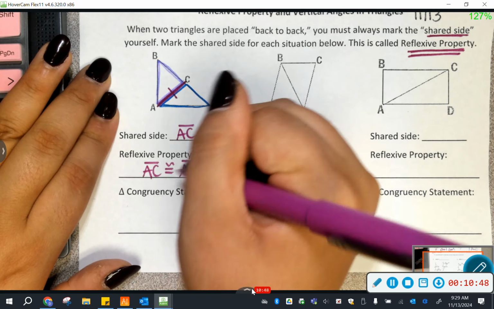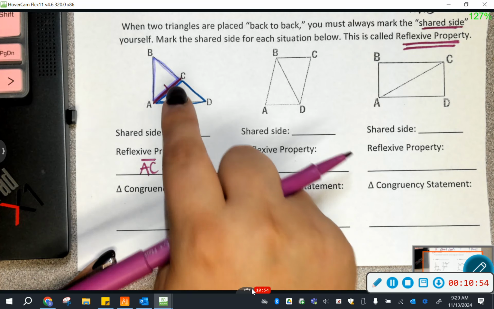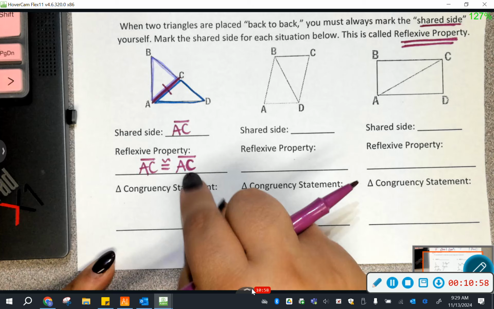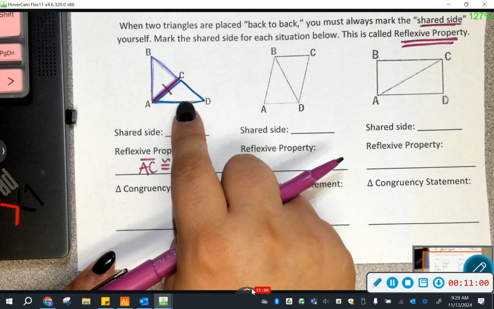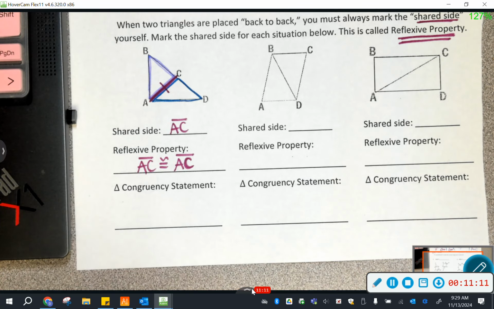Why would I write that something is congruent to itself? Because the first one is talking about AC on the purple triangle. The second one is talking about AC on the blue triangle. So although it's one side, if I were to cut this triangle, I would have two different ACs, but they're actually the same.